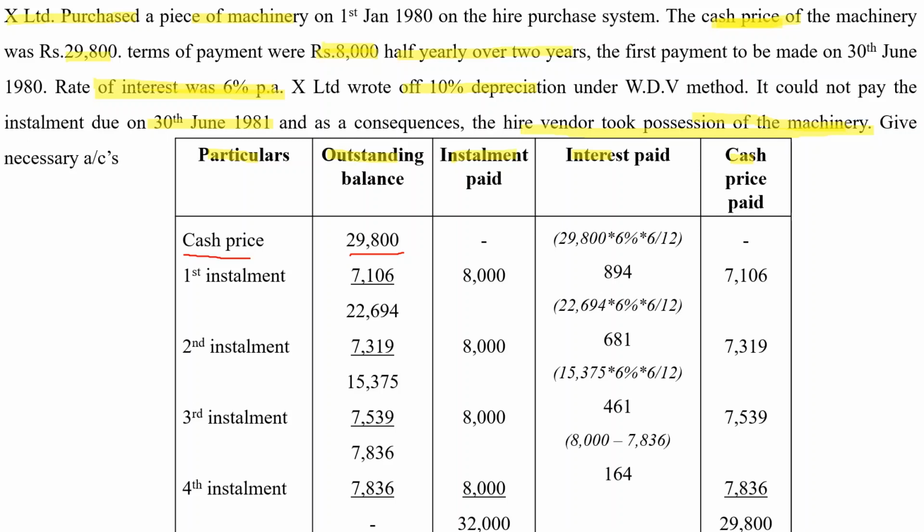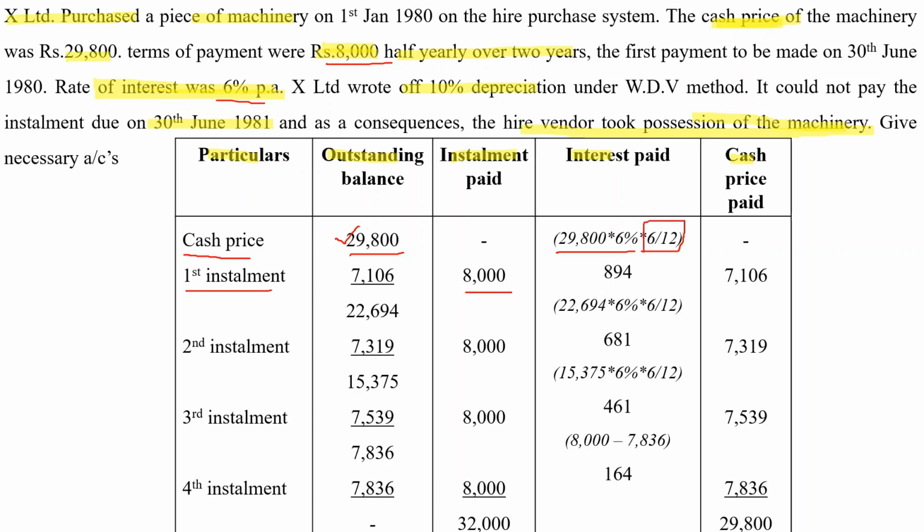The first payment made by the hire purchaser to the hire vendor is the first installment amount. The first installment amount given in the question is 8,000, so I am recording it in the installment column. Now we have to calculate interest. Interest is calculated on the outstanding balance. The outstanding balance is 29,800. On that we are applying 6%, the rate of interest, and I am doing 6 by 12.